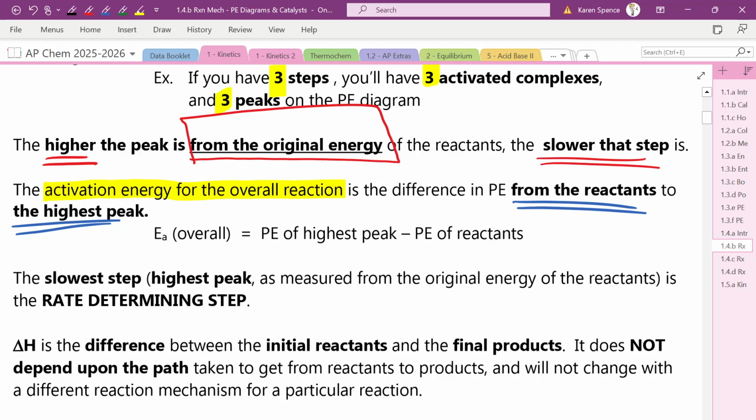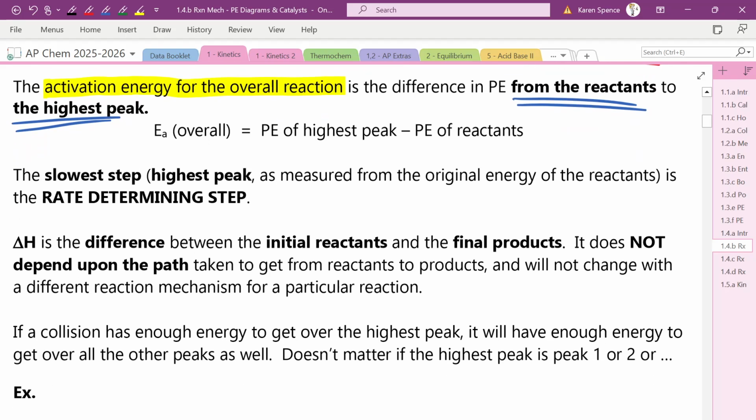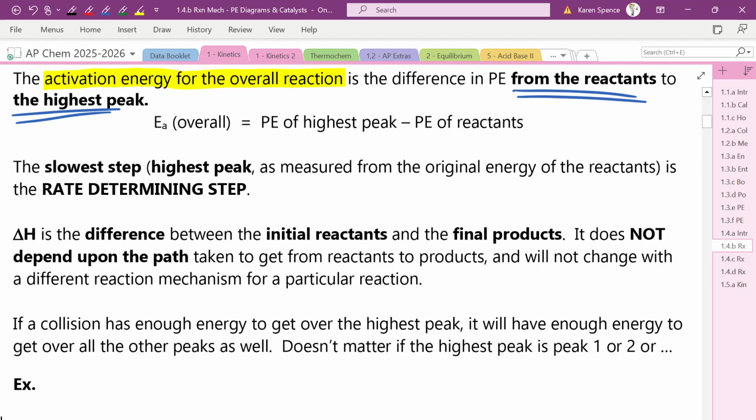Okay. And that is called, what do we call that step that is the slowest step? The rate determining step. Delta H does not change just because there's more than one step. Delta H is a state function, so it doesn't matter how you get from A to B, whether you do it in 1 step or 3 steps, delta H remains the same.